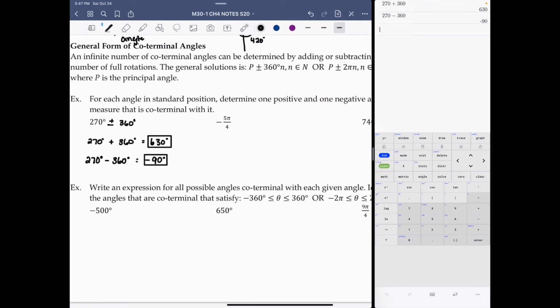Next is radians, negative 5 pi over 4. For radians, we want to add or subtract 2 pi. Starting with adding, negative 5 pi over 4 plus 2 pi. If we want to write that with a denominator of 4, multiply 2 pi by 4, we'd get 8 pi over 4. Then negative 5 pi plus 8 pi is 3 pi over 4.